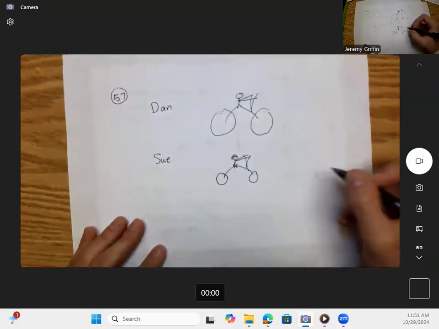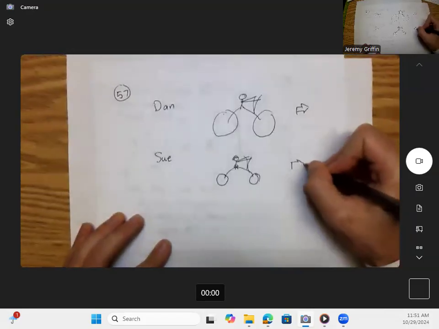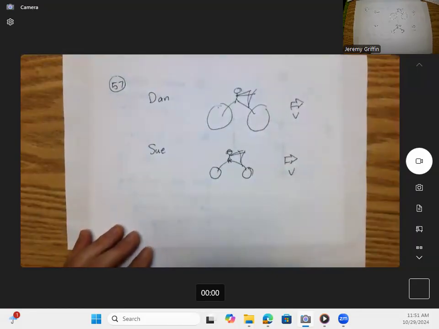Got two arms. And they're both traveling at the same linear speed. They're going side by side. So whatever V that is, that's the same V. Same linear speed, right?